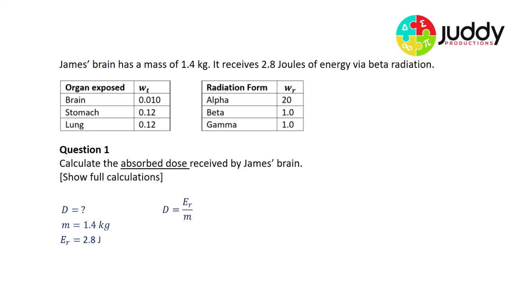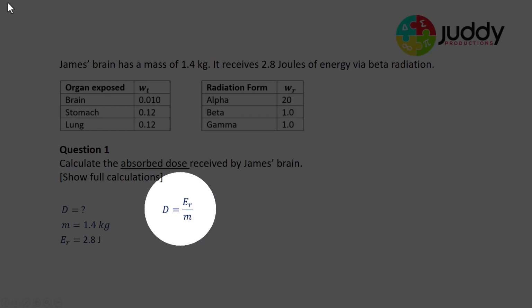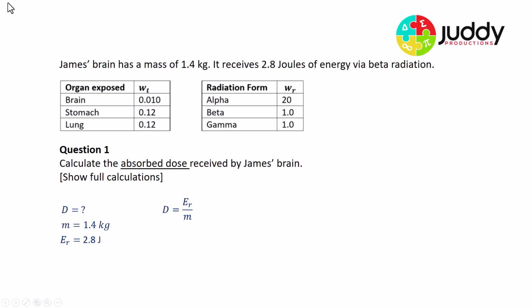The equation for absorbed dose is as follows. It's D equals E over M. We substitute our values in, 2.8 joules divided by 1.4 kilograms, gives us the absorbed dose received by James's brain of 2 gray. 1 mark for the correct substitution into the correct equation, and 1 mark for the final answer of 2 gray.